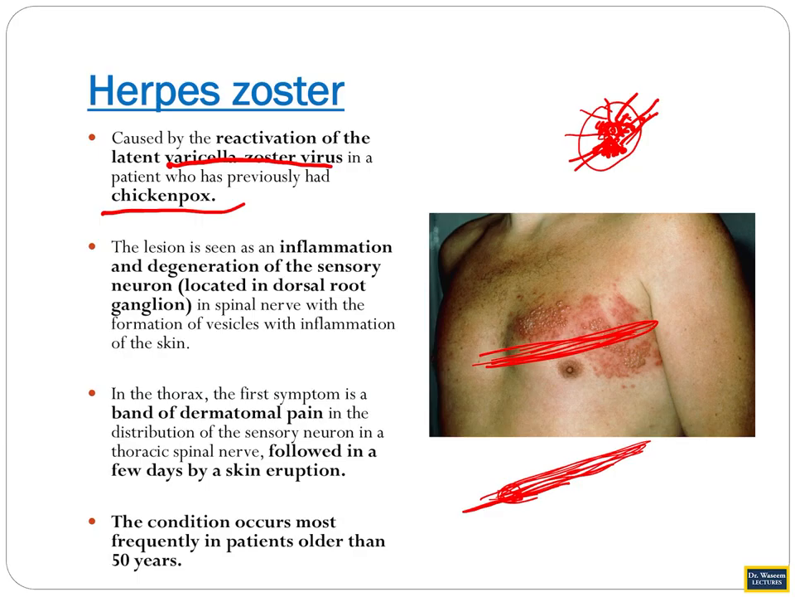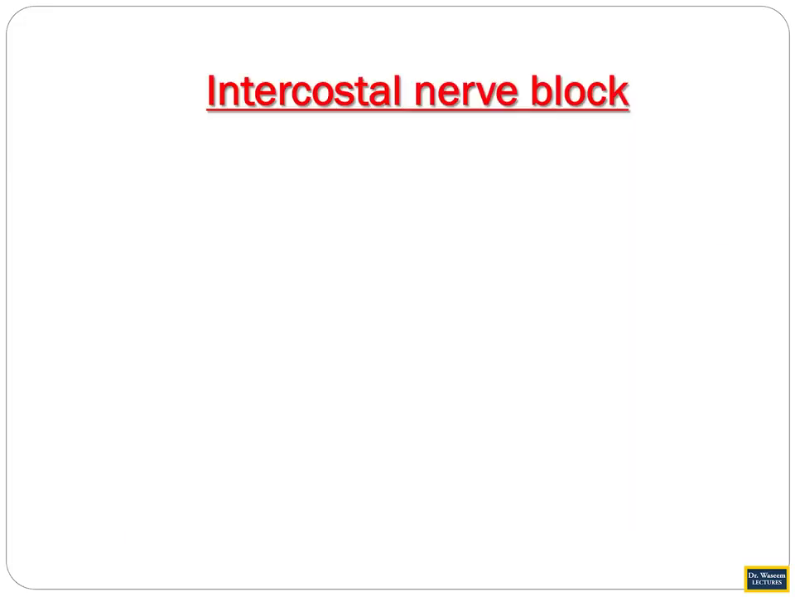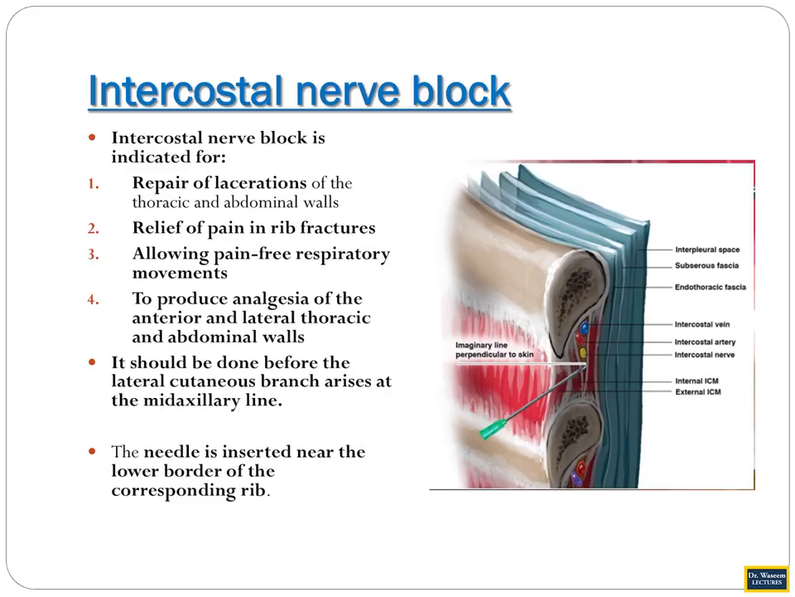blister formation. The eruption of the blisters will be there, and the rupture, and even the inflammation will take place here. It will be very painful. You see the blisters here, and these blisters will erupt and they will rupture also. This is called herpes zoster, and it usually happens when the immunity is low. It happens in the age above 50, with a previous history of chickenpox, and the viruses persist inside the dorsal root ganglia. This is herpes zoster. Another topic here is called intercostal nerve block.